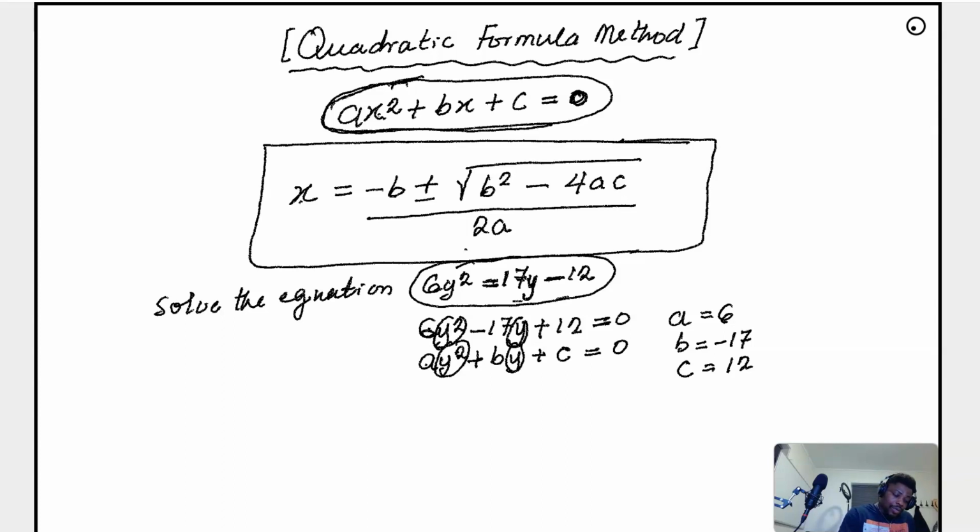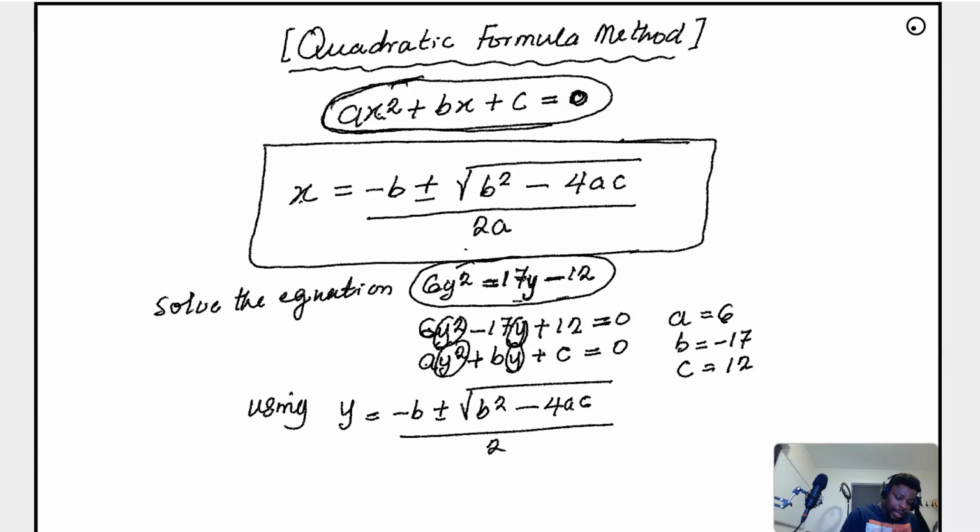So the next thing is to rewrite this quadratic formula in terms of the variable given. We are given variable y. So I will say using y is equal to minus b plus or minus square root of b squared minus 4ac all over 2a. Right? So now, let's input what our b is, our a is, and our c is, and we continue with that.